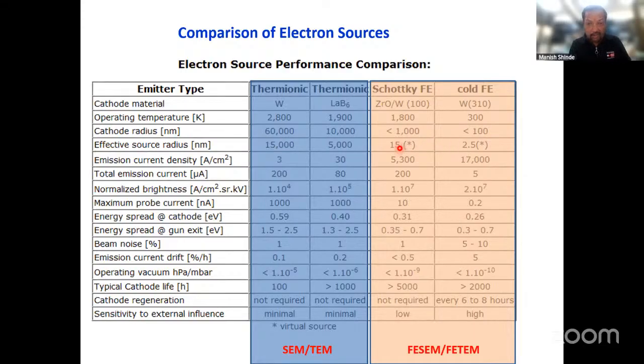In field emission, the beam size is 2.5 nanometer to 15 nanometer. So beam size is reduced 1,000 times. That means your resolution will improve 1,000 times automatically.